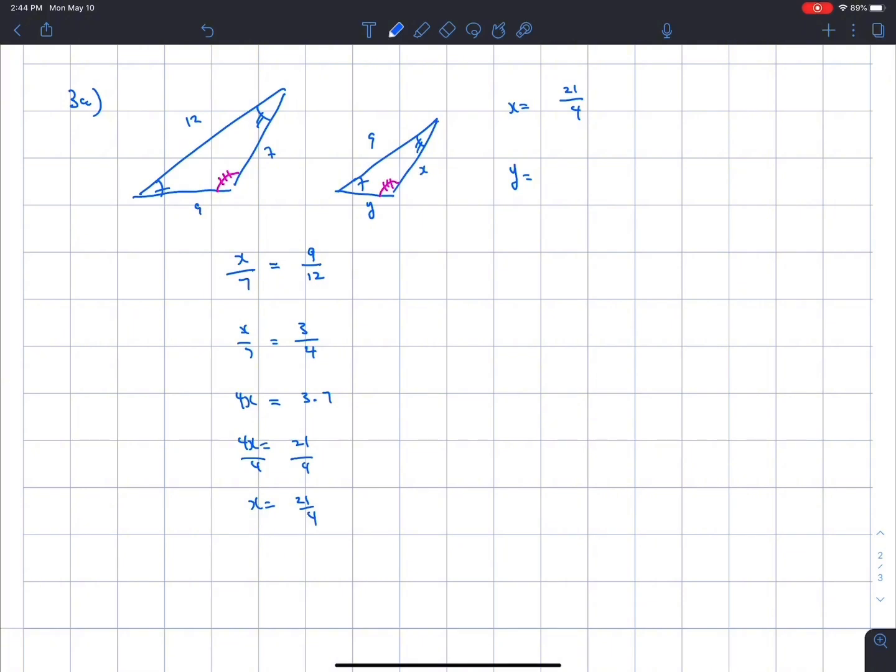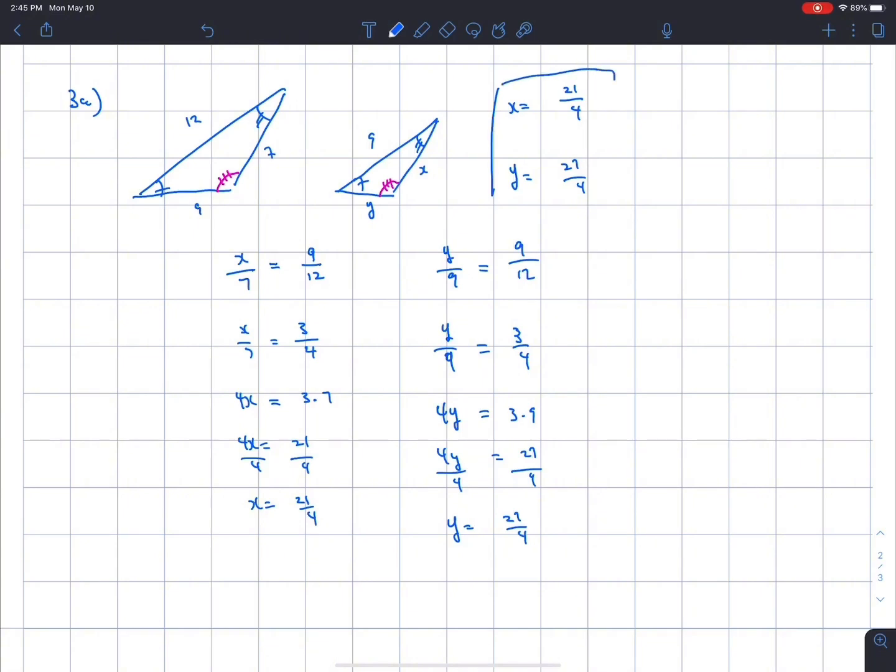To find y, we do the same thing: y over 9. The ratio between the corresponding sides equals another ratio between the corresponding sides, so 9 over 12 again. Once again, I can simplify it. Divide both by 3 to get 3 over 4, and then cross multiply. 4y equals 3 times 9. 4y equals 27. Divide both sides by 4, we get y equals 27 over 4. So those are the answers for 3a.